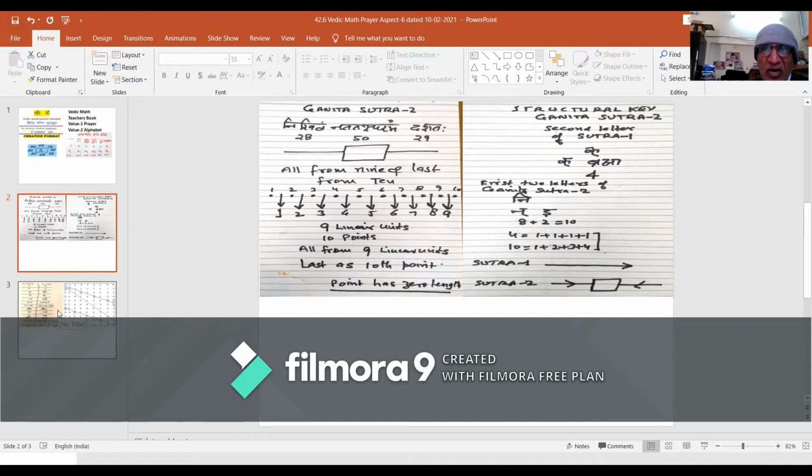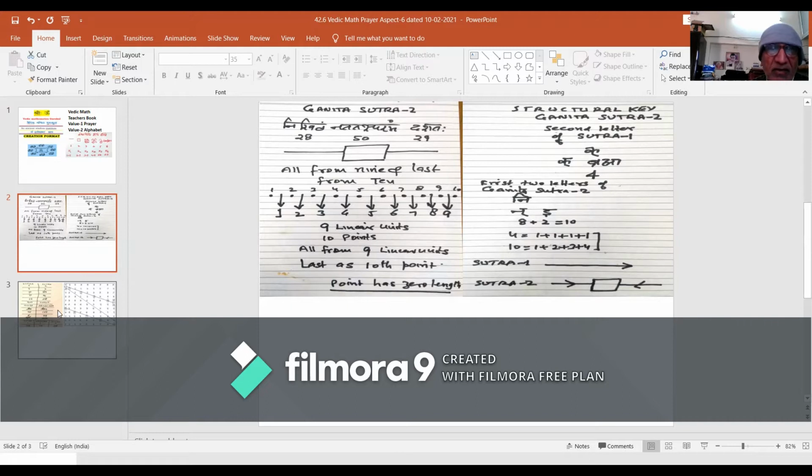First letter of Ganita Sutra 1, namely the sixth vowel A of value 6, is preserving the structural key of Ganita Sutra 1 itself. Second letter of the text of Ganita Sutra 1, namely Ka Brahma, is preserving the structural key of Ganita Sutra 2, which is Nikhilam Navatashcaramam Dashatah.